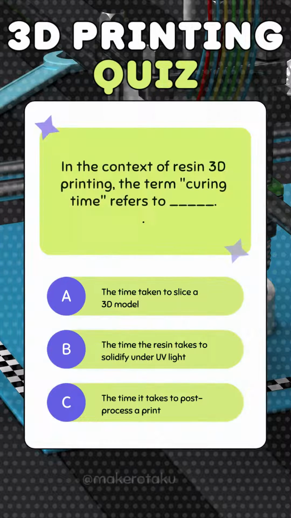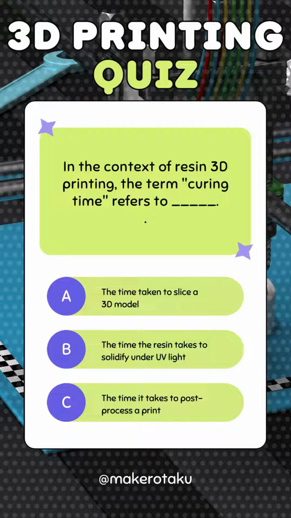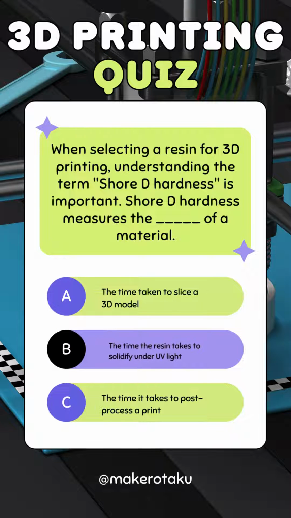In the context of resin 3D printing, the term curing time refers to: A. The time taken to slice a 3D model. B. The time the resin takes to solidify under UV light. C. The time it takes to post-process a print. Answer: B. The time the resin takes to solidify under UV light.